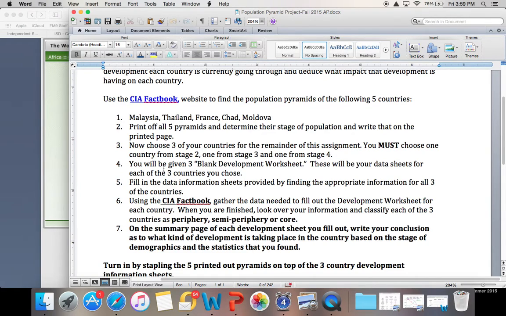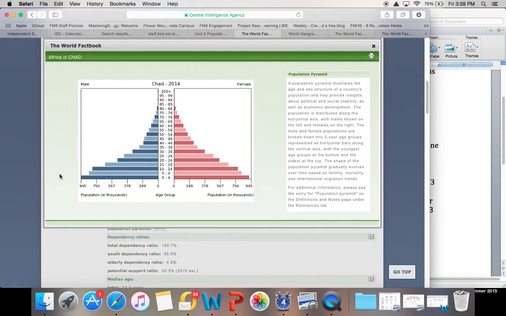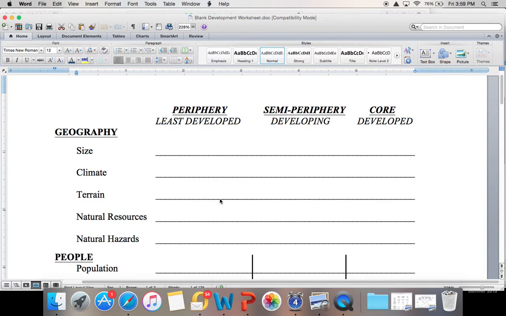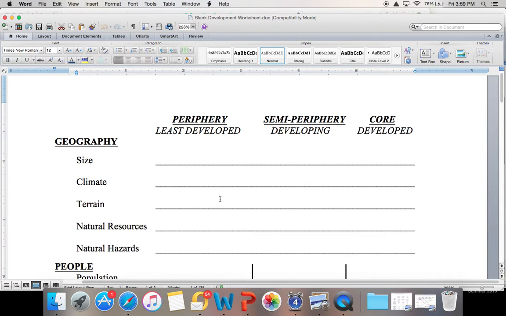So then it says you will be given 3 blank development sheets. Those of you that were here today, you got those development sheets, all right? Those of you that did not, print off 3 of them and fill out 1 for each of those 3 countries, okay? It says fill in the data information sheets provided by finding the appropriate information for all 3 of the countries. So you're going to go back to the World Factbook, and what your blank development sheet looks like is this, okay? The first piece says geography.